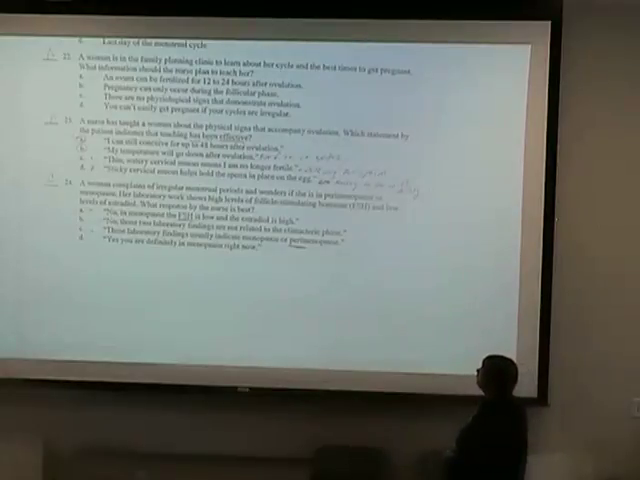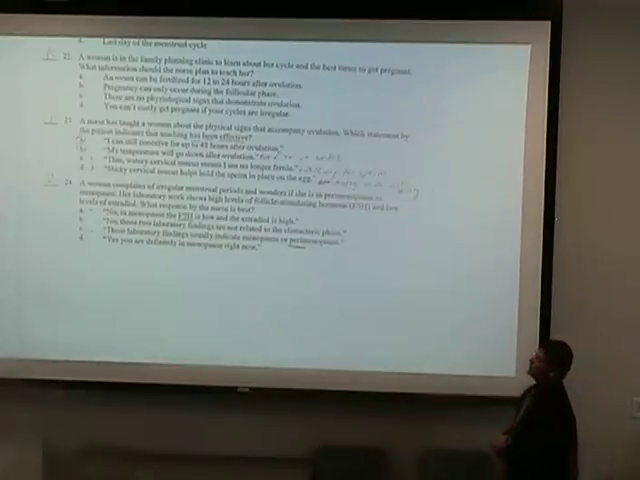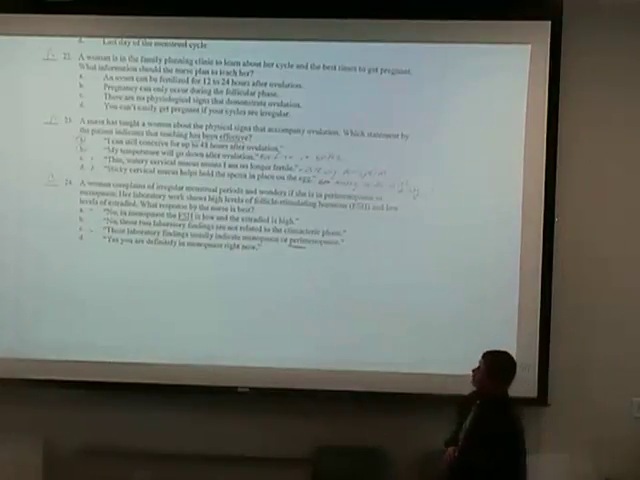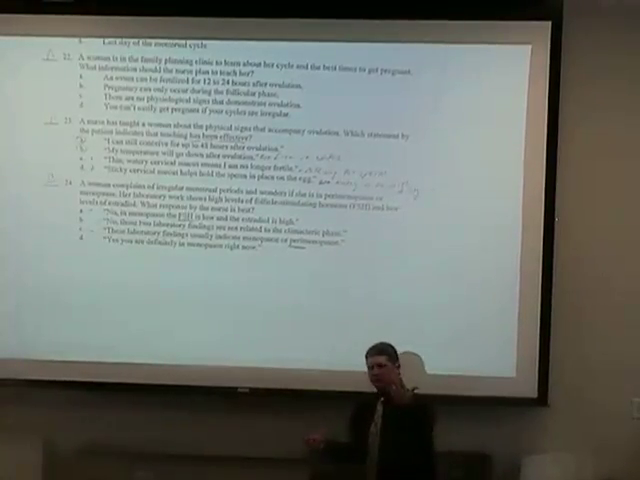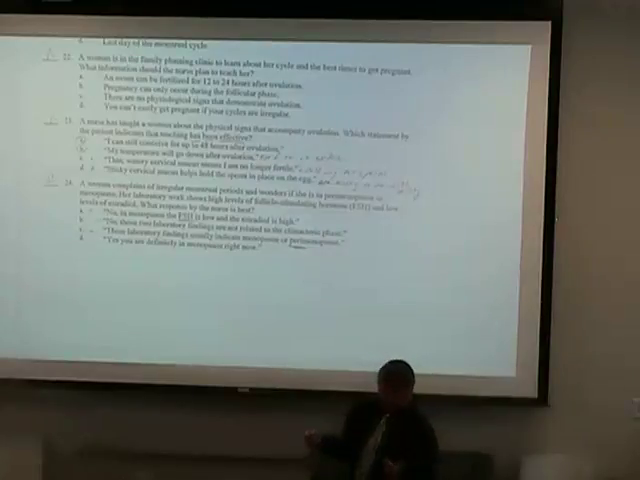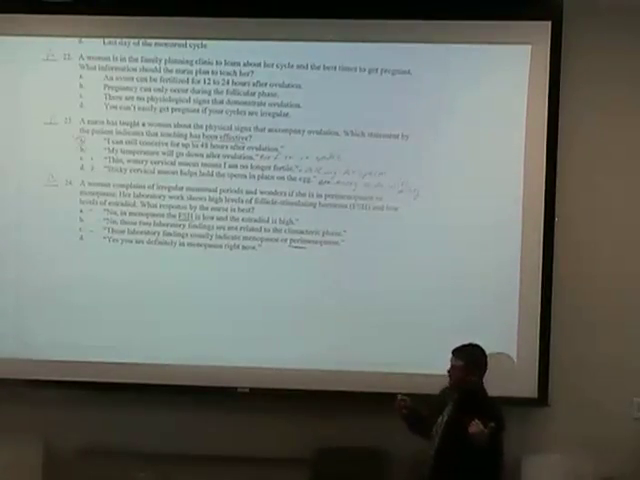Okay, a woman complains of irregular menstrual periods and wonders if she is perimenopausal or menopausal. Her lab work shows high levels of follicle-stimulating hormone and low levels of estradiol. What is the best response by the nurse? So your assessment is: woman, irregular menstrual cycles, high FSH, low estradiol. That's what we know about her. So now, what is the diagnosis?